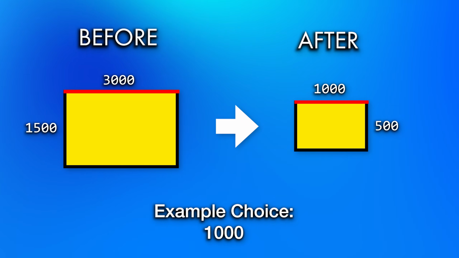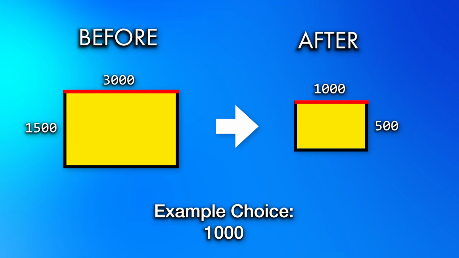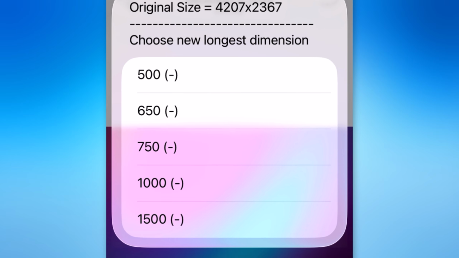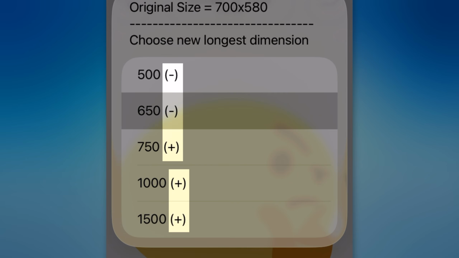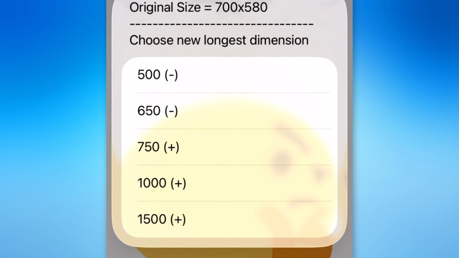So if it's wide angle, it'll resize it such that the horizontal longer edge is whatever size you pick. And then you'll notice that it actually also shows either a plus or a minus depending on whether or not each option will expand or shrink the image. So if you didn't realize maybe that the image was already smaller than 500 pixels, this will tell you that choosing 500 would actually make it bigger.